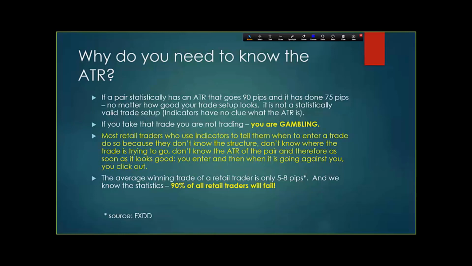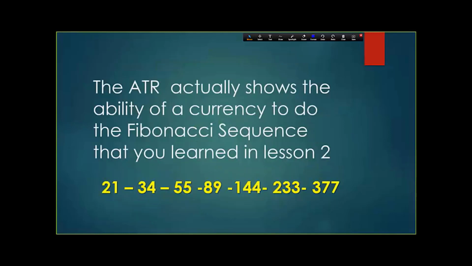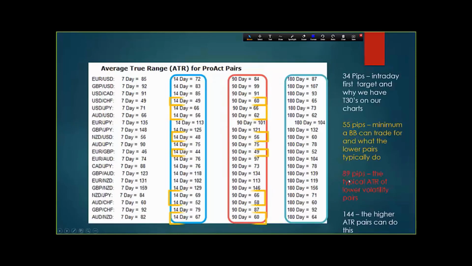Okay? So why do they do this? Well, because clever marketing has convinced them that they can learn to trade in a matter of weeks. You can't learn to trade in a matter of weeks. Get it out of your head. All right? So the ATR actually shows the ability of a currency to do the Fibonacci sequence that you learned in last lesson. 21, 34, 55, 89, 144, 233, and 377, okay? This is a sequence that you need to measure because they're doing this day in and day out, all right?